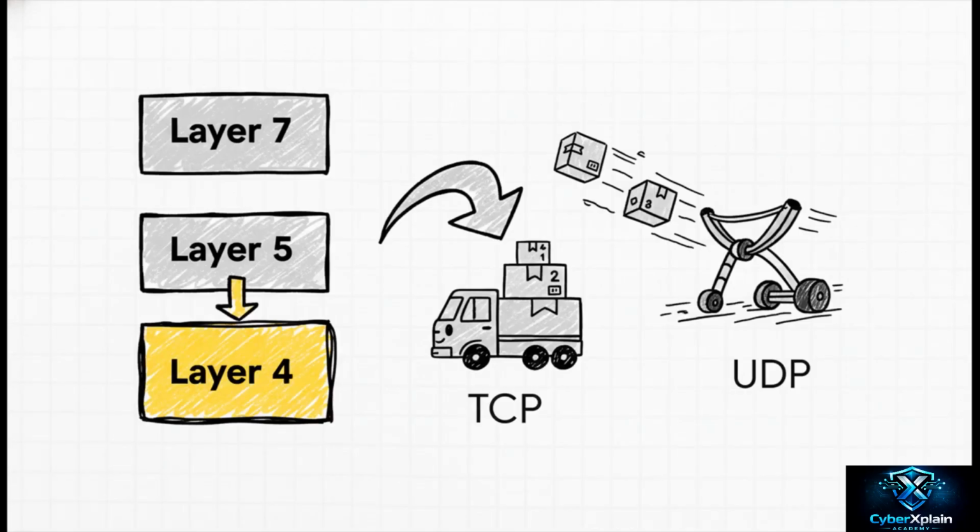So where are we heading next in our journey down the OSI stack? We're moving down to layer 4, the transport layer. This is where we get to meet the real heavy lifters of the internet, TCP and UDP. We're going to explore how they handle the huge challenge of getting data from one place to another reliably. It's going to be a good one.